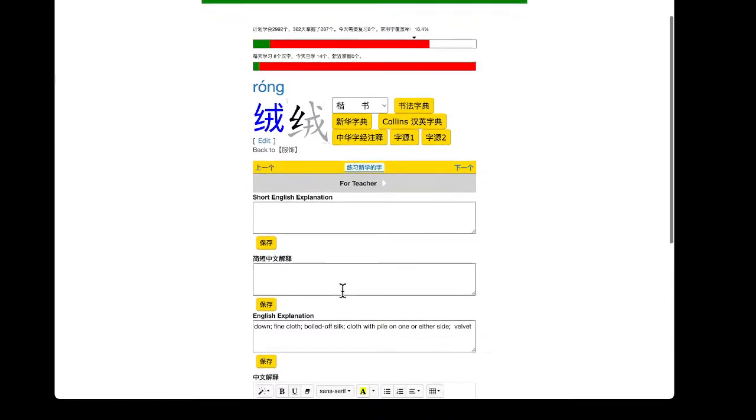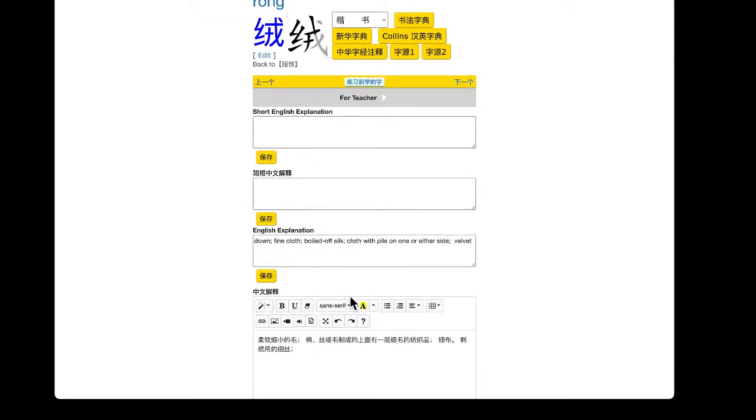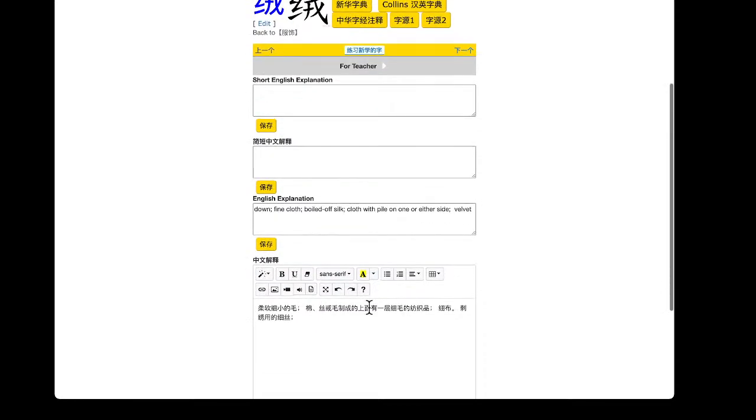绒. Now 绒 means down or fine cloth, or a cloth with pile on one or either side, velvet. So one of these things has very tiny hairs sticking out and is very smooth, very fine. When you touch it, it feels good, right? So this kind of thing is called 绒, okay? And so basically it's a very tiny, soft hair, okay? Tiny, soft hair is called 绒.